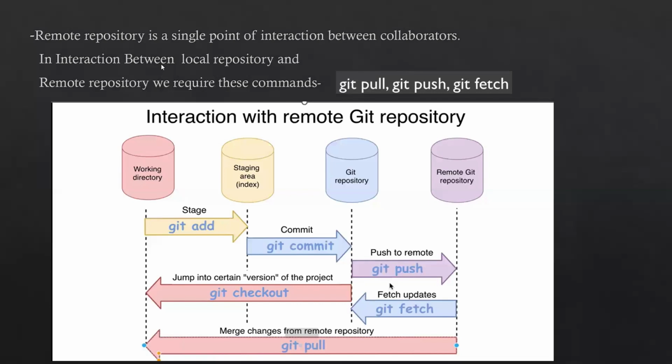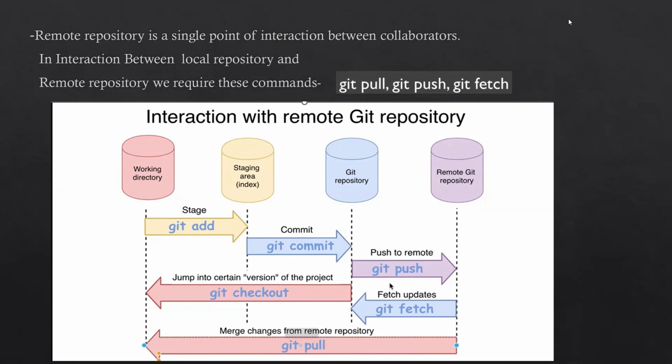Okay. In the interaction between the local repository and the remote repository, these commands are very useful. The first commands are git pull, git push, and git fetch. Basically, these three commands help us to work with the remote repository. So in interaction with Git, there are parts like the working directory, staging area, and Git repository. It is the same in all Gits. And when the remote part is added, like when I link my GitHub Desktop or local thing to the public one, then one more part comes in, called the remote Git repository.